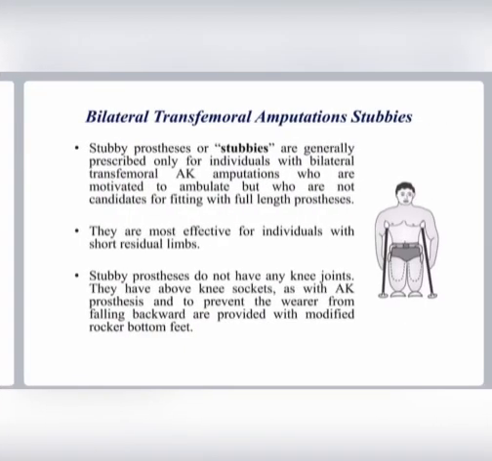Bilateral transfemoral amputation: stubbies. Stubby prostheses, or stubbies, are generally prescribed only for individuals with bilateral transfemoral amputations who are motivated to ambulate but who are not candidates for fitting with full-length prostheses. They are most effective for individuals with short residual limbs. Stubby prostheses do not have any knee joints. They have an above knee socket as with AK prosthesis, and to prevent the wearer from falling backward are provided with modified rocker bottom feet.